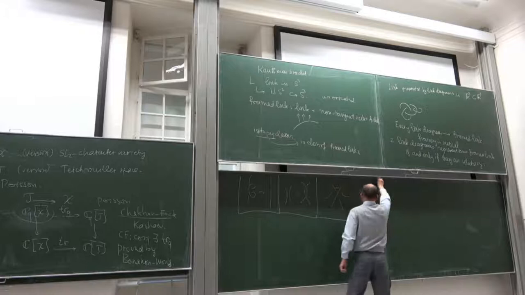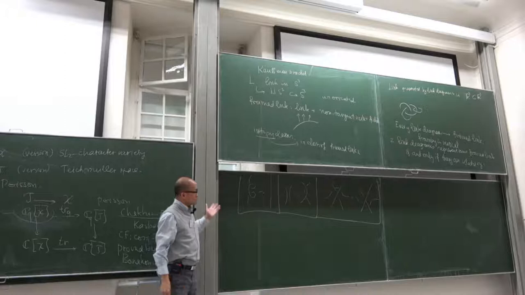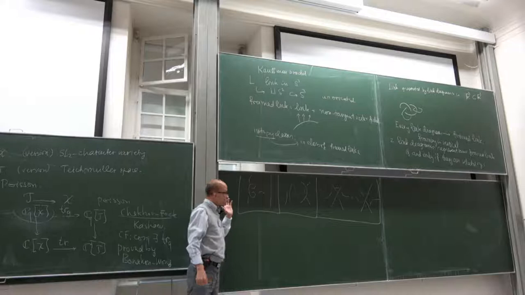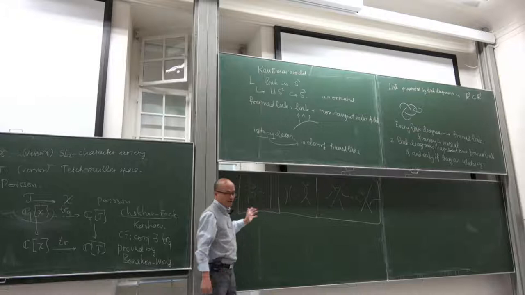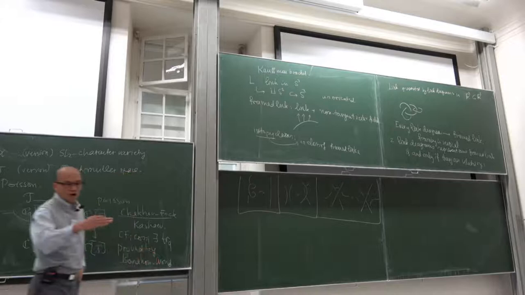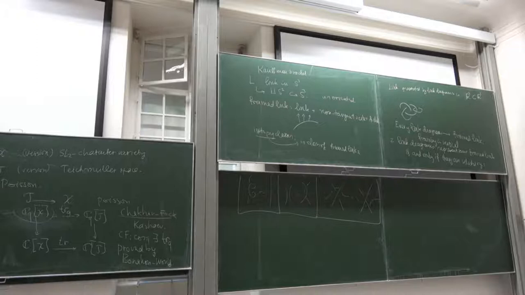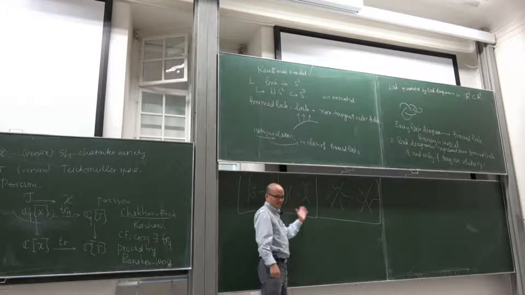Okay, so this is the Reidemeister theorem. For framed links in R3, two link diagrams represent the same framed link if and only if they are related by a finite sequence of moves like that, in addition to the obvious isotopy of the plane. So you can define an invariant of framed links by defining an invariant of link diagrams which is invariant under these moves. Now, to a link diagram.